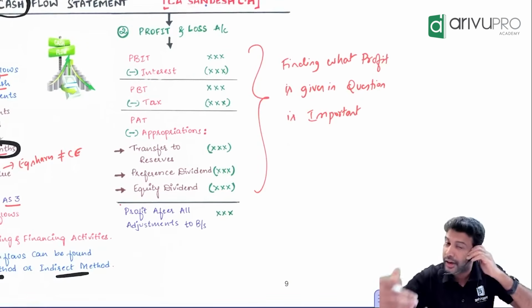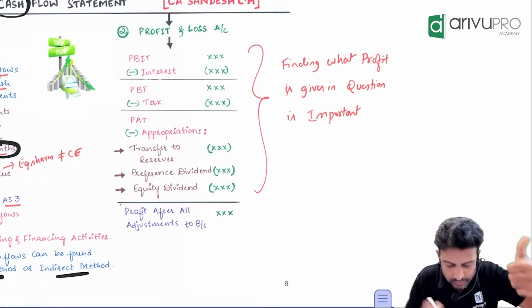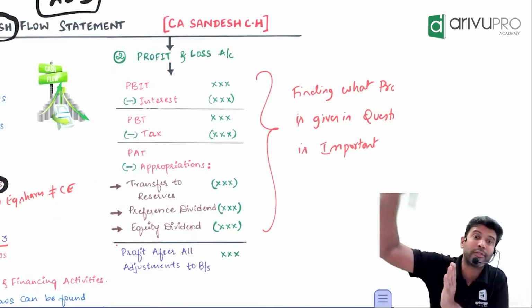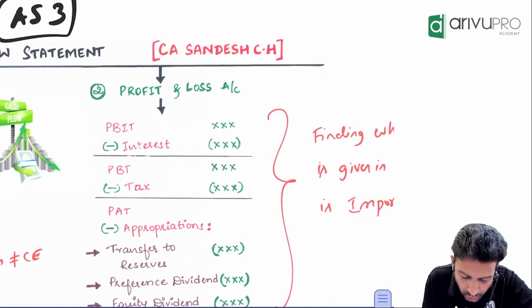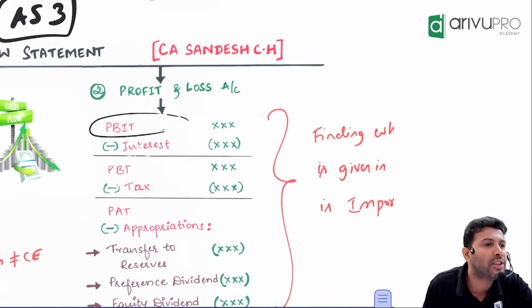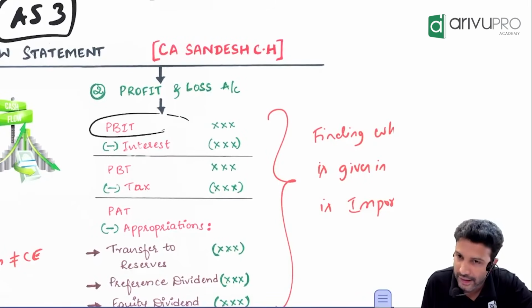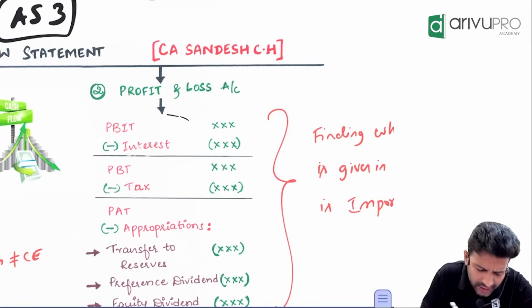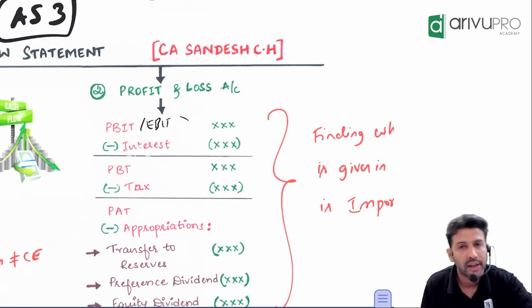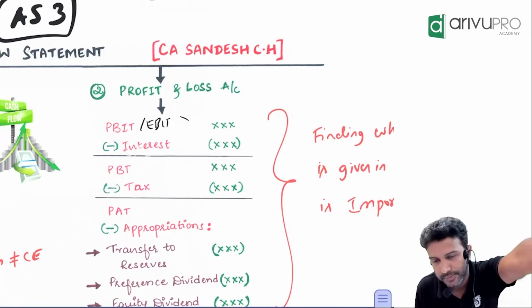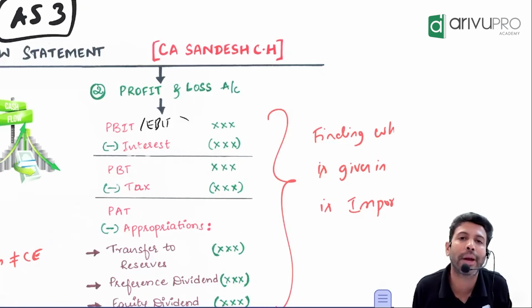Sir, can you tell me the P&L order? In FM we used to have this order, remember? Okay, let me tell you this. Maybe you would not have taken FM from me. From PBIT, which means profit before interest and tax, or you can also call it EBIT, one and the same. From EBIT, if you reduce interest, what are you going to get? Profit before tax. From this, if you reduce tax, what are you going to get? Profit after tax. And then your appropriation items start.